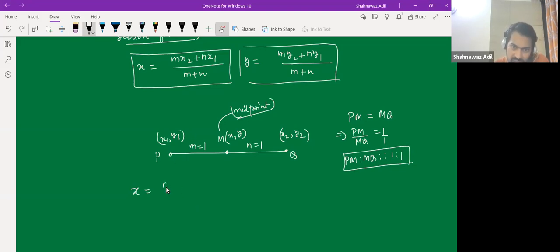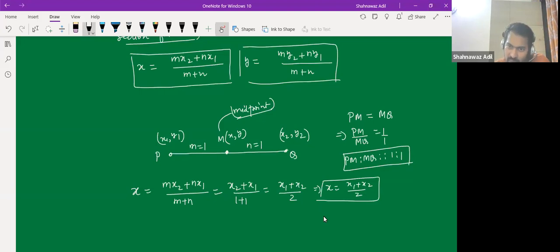As we were discussing, this is mx2 plus nx1 divided by m plus n. So m is 1, n is 1. So this is x2 plus x1 divided by 1 plus 1. Let me write it properly: x1 plus x2 by 2. So your x coordinate would be simply x1 plus x2 by 2, and similarly, the y coordinate would be y1 plus y2 by 2.